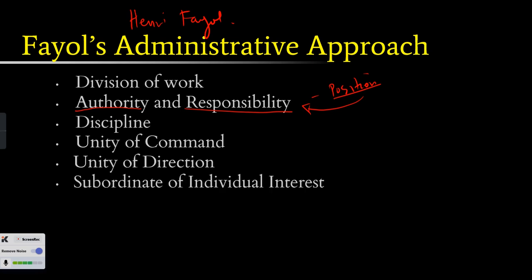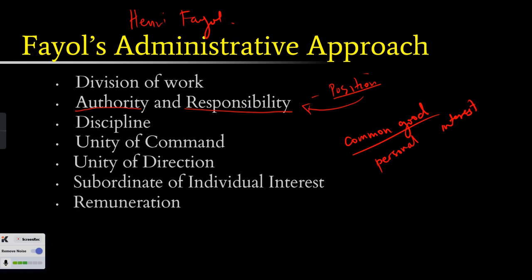Next, subordination of individual interest. So, this is about prioritization of the organization's interest over personal interest. So, dapat all of the members of the organization should prioritize the organization's interest or achieving the common good, not just personal interest, right? So, dapat pangkalahatan siya.